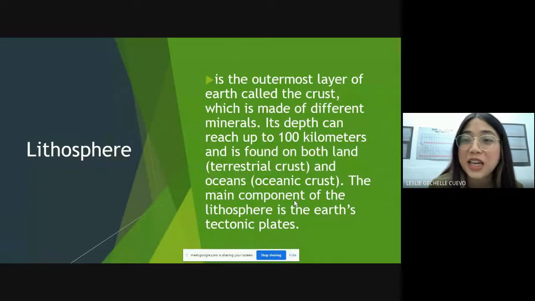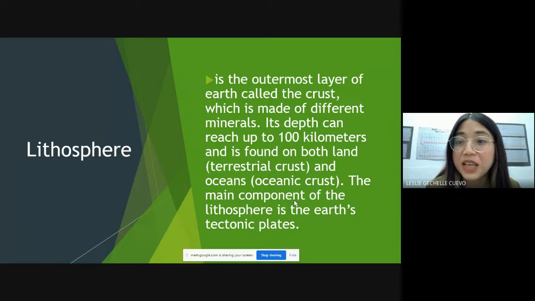It is the outermost layer of the earth, called the crust, which is made of different minerals. Its depth can reach up to 100 kilometers and is found on both land, terrestrial crust, ang tawag doon sa land, and oceans, yung oceanic crust. Well, obviously, yun yung nasa ocean floor. The main component of the lithosphere is the Earth's tectonic plates.